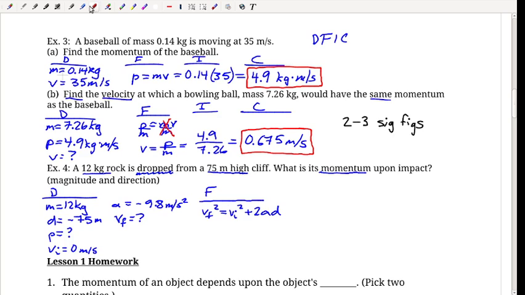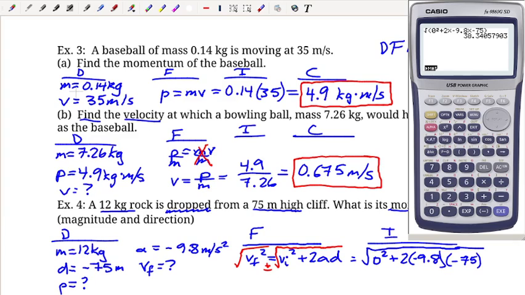And in order to solve for V final, all I have to do is take the square root. So I'm just going to show that here, square root. And remember, this could be plus or minus. Whenever you take a square root, don't forget that plus or minus. Then I'm going to insert into that formula the information that I have. So I've got my V initial to be 0 plus 2 times negative 9.8 times negative 75. Plug that into my calculator. So there, I've got it. And in my calculator, I need to include these parentheses to make sure I'm taking the square root of everything. If I don't include the parentheses, it only takes the square root of 0.